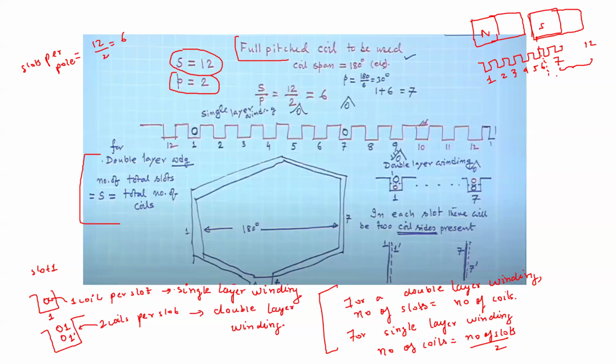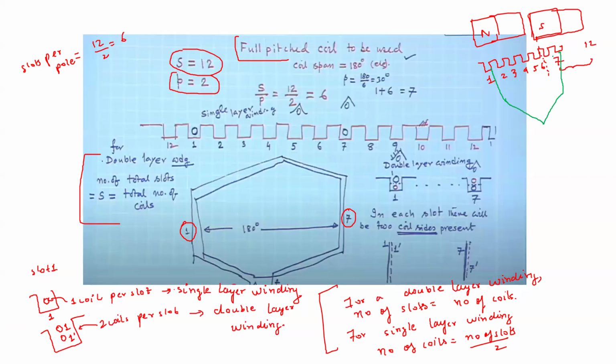Pole. So if it is a full pitched coil, then this is slot number 1, and this is slot number 7. So the coil starts from slot number 1, and then it goes to slot number 7 under the south pole, so that the maximum EMF can be induced.